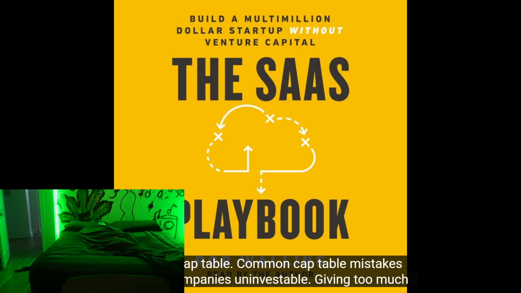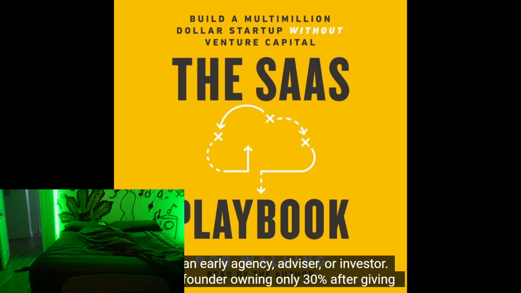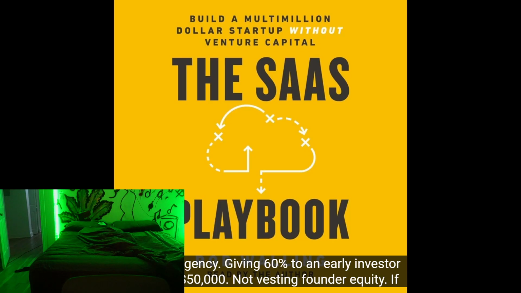Don't torch your cap table. Common cap table mistakes that make companies uninvestable: giving too much equity to an early agency, advisor, or investor. Examples: a founder owning only 30% after giving 70% to an agency, or giving 60% to an early investor who put in $50,000.